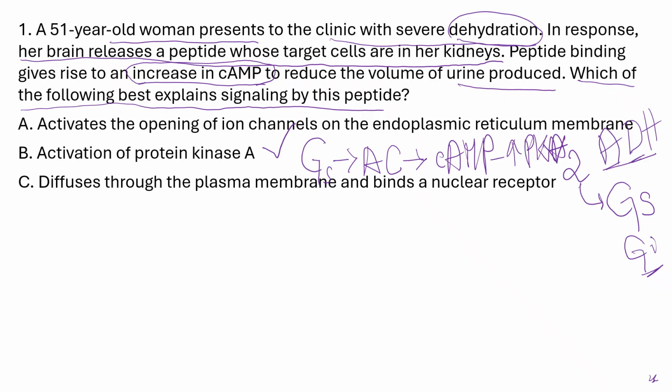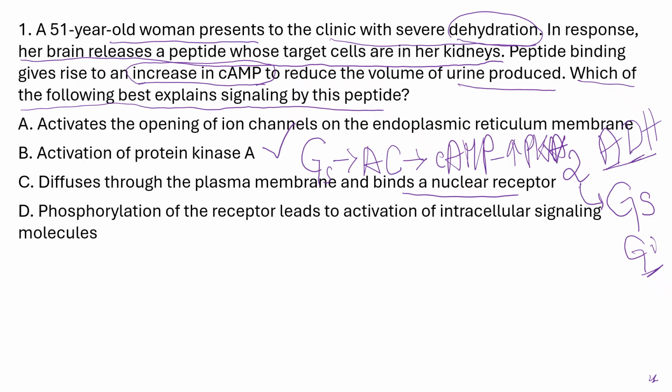The next option: diffuses through the plasma membrane and binds to nuclear receptors. These are mainly the steroids like glucocorticoids, prednisone, or thyroid hormone, vitamin A, vitamin D, right? So these are intracellular. And phosphorylation of receptor leading to activation of intracellular signaling molecules, that is tyrosine kinase. So what is the tyrosine kinase receptor mediated? Examples are insulin or growth factors.